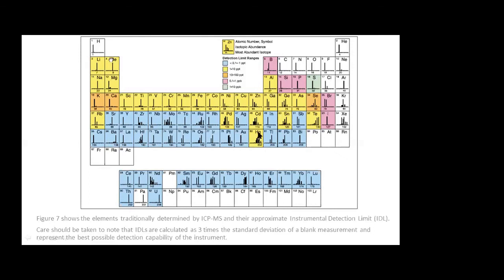The yellow one including mercury, cadmium, copper, zinc, cobalt, iron, manganese, etc., 1 to 10 parts per trillion. The orange one here, potassium and calcium, can be detected up to 10 to 100 parts per trillion. The pink one here, like boron, silicon, phosphorus, etc., can be determined up to a level of 0.1 to 1 parts per billion. That is the detection limit of this particular instrument.